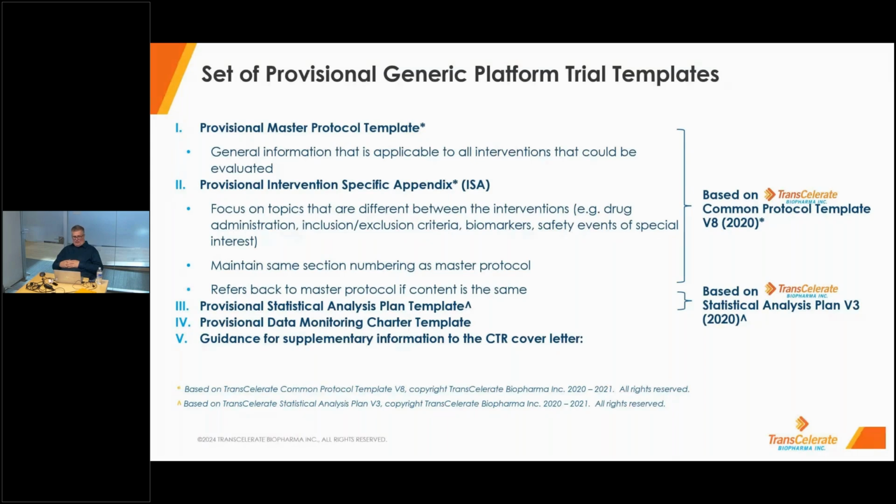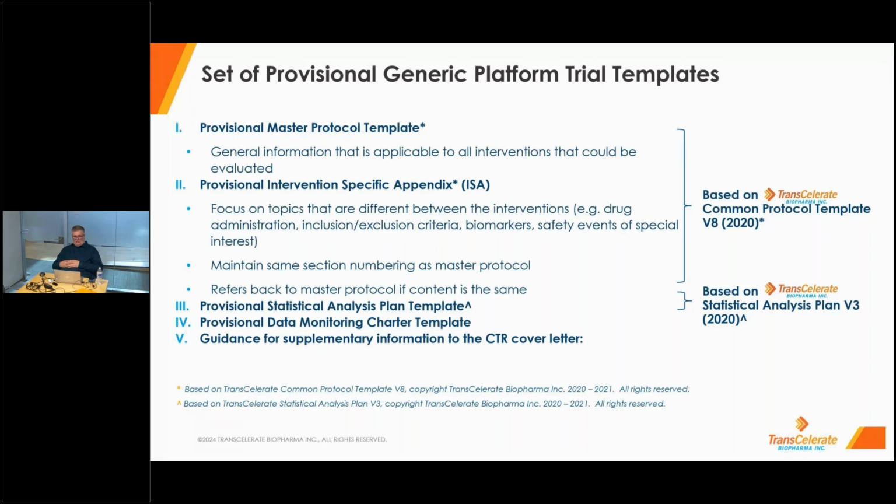One of the key things to minimize confusion when having a separate intervention-specific appendix for each new intervention that enters into the platform trial is that we maintain the same section numbering as the master protocol, and we refer back to the core master protocol if the content is the same.